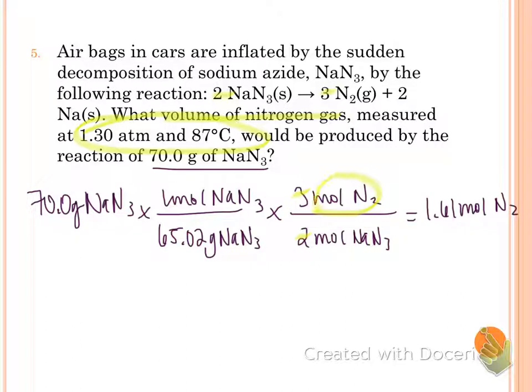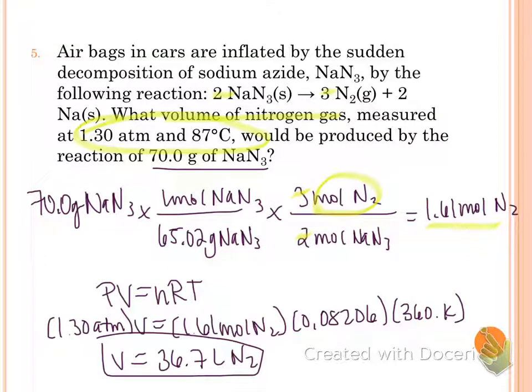So we get moles of nitrogen gas, we stop and solve, then we can go into our ideal gas law. Plugging in those moles of nitrogen, we'll be able to solve for the volume of 36.7 liters, 3 sig figs there. So there you have our second part of gas stoichiometry. One more to come next time.